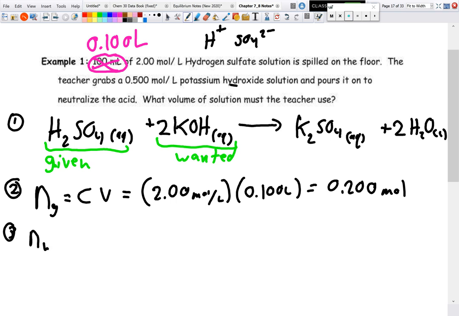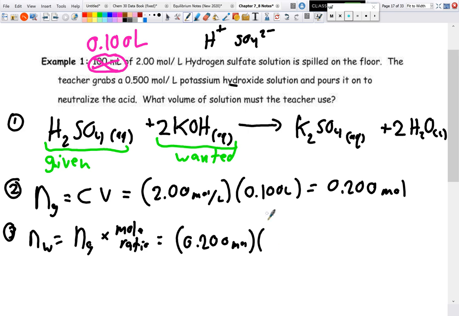Our third step, number of moles for wanted. This one never changes for stoichiometry. We take the number of moles that are given and we multiply it by our mole ratio. So number of moles of given, we just solve for 0.200 moles. Our mole ratio is the coefficient of our wanted, which is 2, over the coefficient of our given, 1. And now we get 0.400 mole.